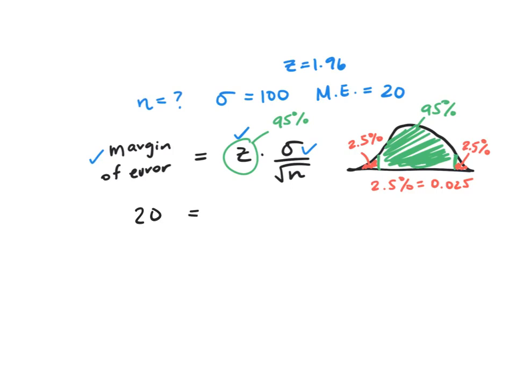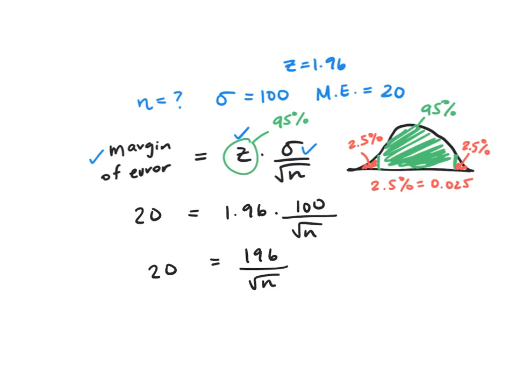What's my z-value that I found in the table? It's 1.96. What's the standard deviation? That's 100 over the square root of n. So I've got to solve for n. A couple of things I can do. Can I multiply the 100 times 1.96? Yeah, that's 196 over the square root of n.